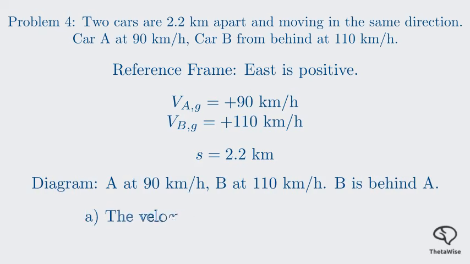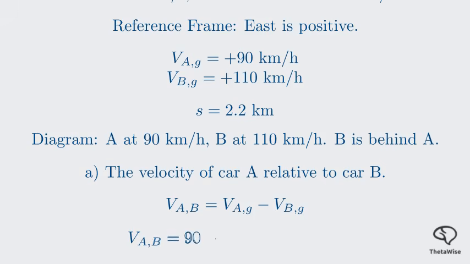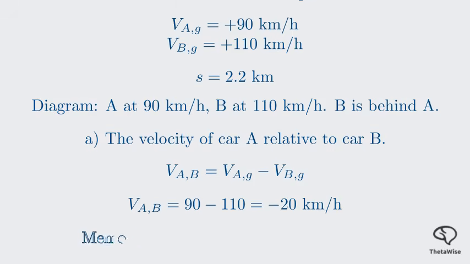Part A asks for the velocity of car A relative to car B. The formula is V of AB equals V of AG minus V of BG. Plugging in the values, we get 90 minus 110, which equals negative 20 kilometers per hour. The negative sign means that from the perspective of car B, car A is moving backward at 20 kilometers per hour. In other words, B is closing the gap with A at 20 kilometers per hour. The memo confirms this. Our answer is correct.